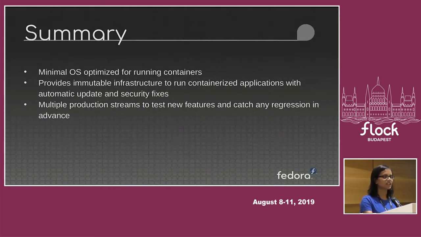Fedora CoreOS itself is a minimal OS with a focus on containers. It also provides you immutable infrastructure, which we talked about: we don't want anything to change on the operating system itself. If you want to add any config, you change your FCC config and provision a new host, and that's how you keep your system free of manual changes. Also, we have multiple streams available in Fedora CoreOS, which helps to run things smoothly, test upcoming features in advance, and catch any regression. That really helps Fedora CoreOS be a stable operating system focused on containers.